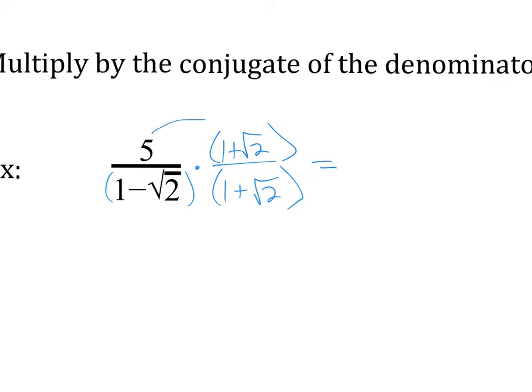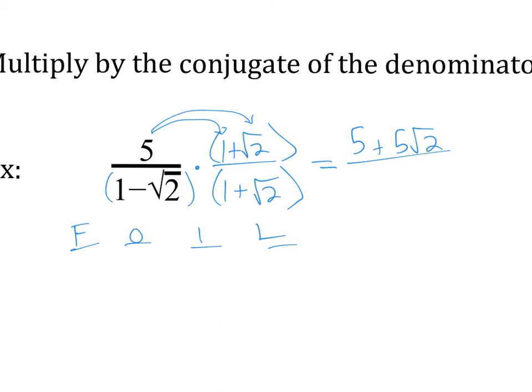So let's do the up top first. So up top we're going to have to distribute here. So taking the 5 times the 1 gives us 5. Taking the 5 times the square root of 2 is just going to give us 5 times the square root of 2. On the bottom here, what's nice about using this conjugate is we're going to do the FOIL method. Remember, which is first, outside, inside, last. And when we do that method, this time we'll FOIL it out just to show you that. We're going to be able to take a little bit of a shortcut here in a second.